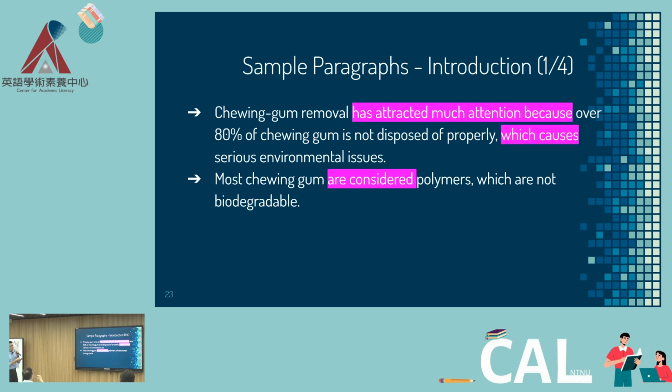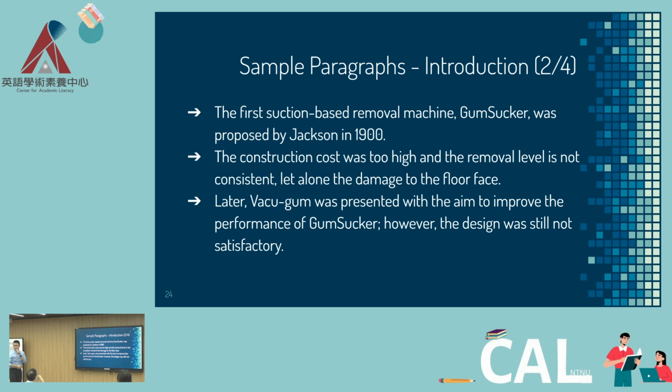So here I will notice there are chunks, so you can replace the information in your research. So it has attracted much attention because, and then which causes. You can use the sentence structure like this. And then if you want to give a definition, you can sometimes use this are considered something. Probably you can use the definition of this one is. So that's the first part of the introduction. So how about the second one?